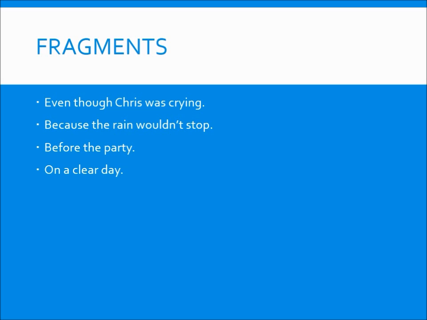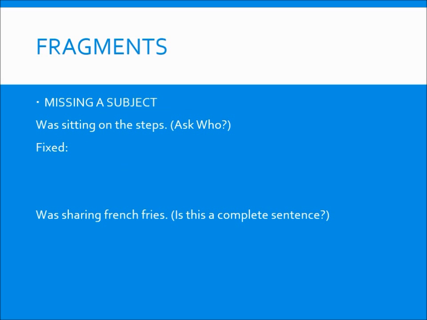Remember here, you have the words "even though." So you look on the back wall, you know that would be a subordinate conjunction. So if we're going to use a subordinate conjunction, we would have to use a comma somewhere and have the rest of the thought there, and it's not there. Same thing with "because the rain wouldn't stop." What happened? Or "even though Chris was crying," what happened? "Before the party," "on a clear day." All of these are examples of sentence fragments.